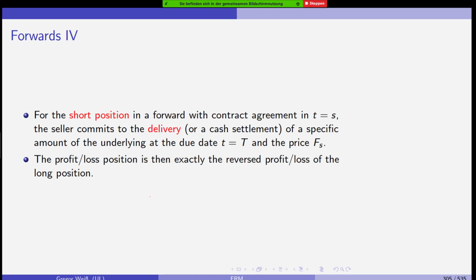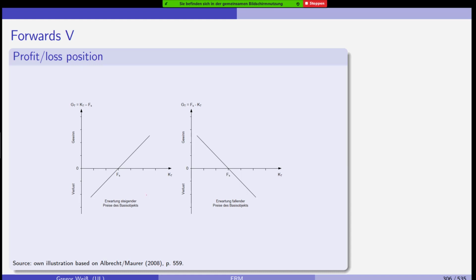For the short position in a forward contract, it's exactly the opposite way. It's exactly the opposite. Why? Because a forward contract, just like a future contract, is a zero-sum game. If you earn €1, your counterparty, your contract partner, loses €1. There's no money to be made in this sense on aggregate from a derivative contract. Now the profit loss position is exactly the reverse profit loss of the long position, and it looks like this.